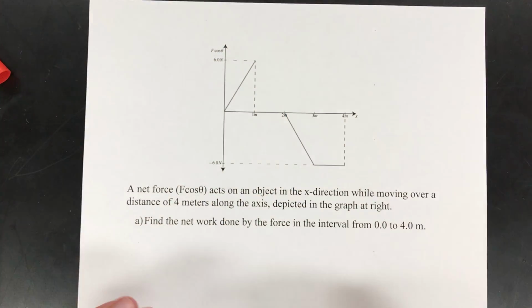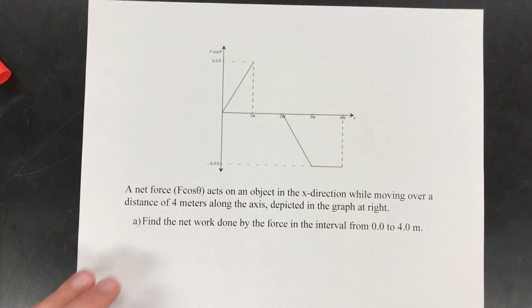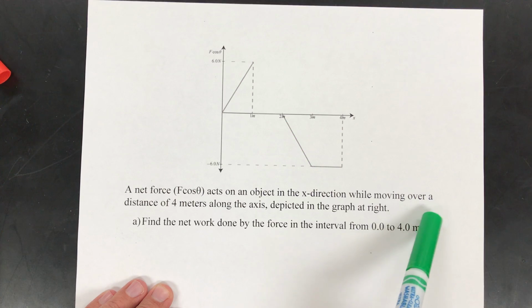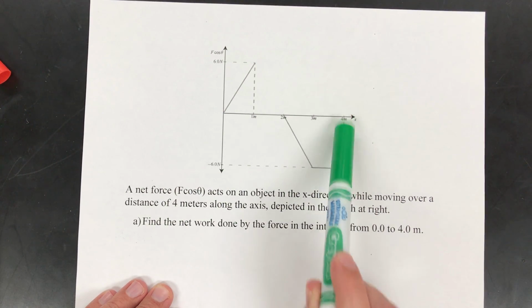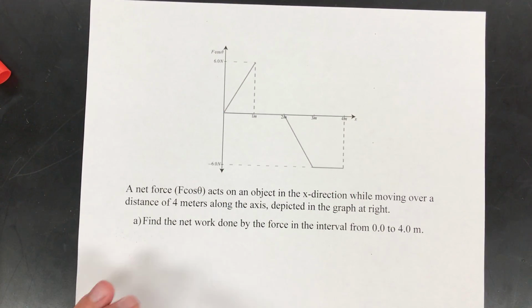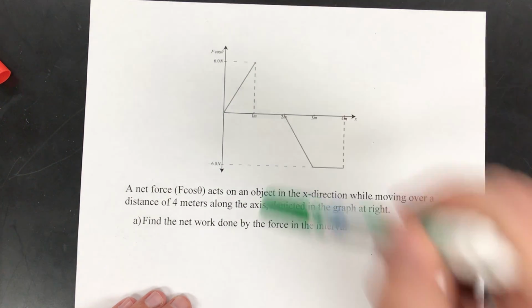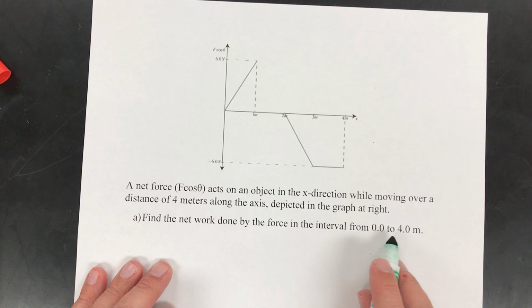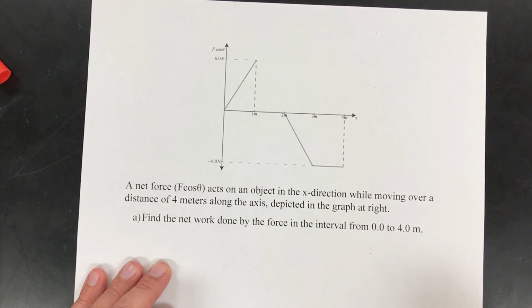Hey guys, let's look at this force versus displacement graph and solve this. It says a net force of F cosine theta acts on an object in the x direction while moving over a distance of 4 meters along the axis depicted in the graph above. So find the net work done by the force in the interval from 0 to 4 meters.